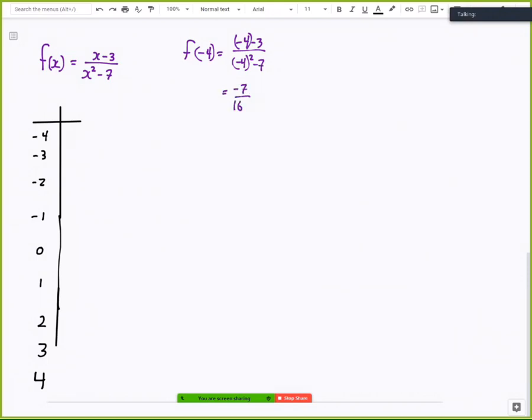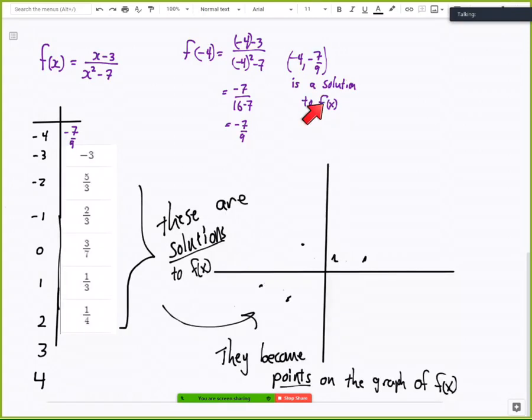f of negative 4, for example: I put in a negative 4 for x here, and also here at the bottom, so they're both negative 4s now. Negative 4 minus 3 is negative 7. Negative 4 times negative 4 is positive 16, minus 7. This gives us negative 7 over 9. So then I know that (negative 4, negative 7/9) is a solution to f of x.